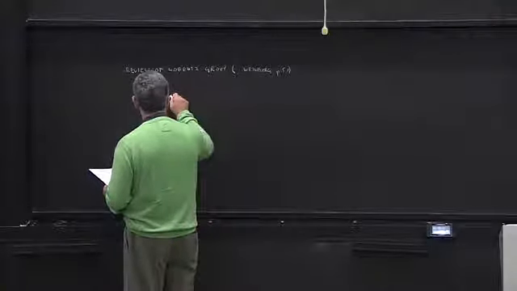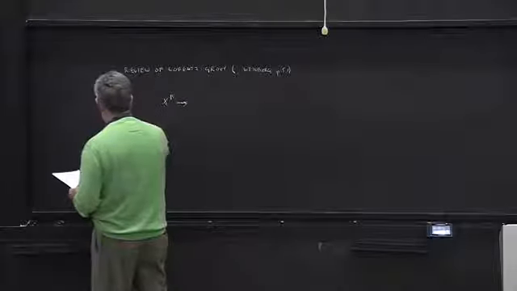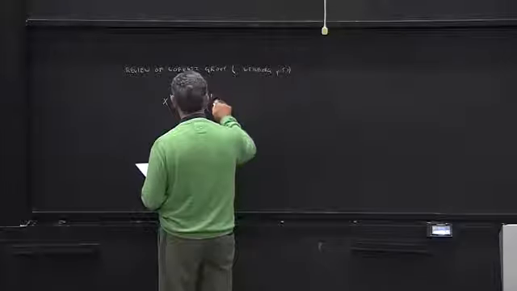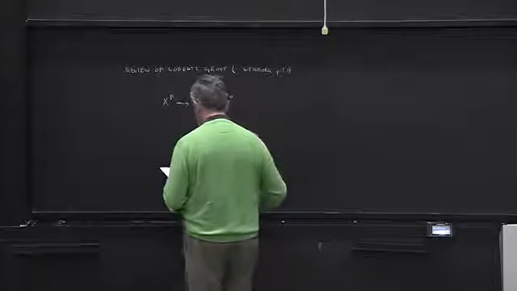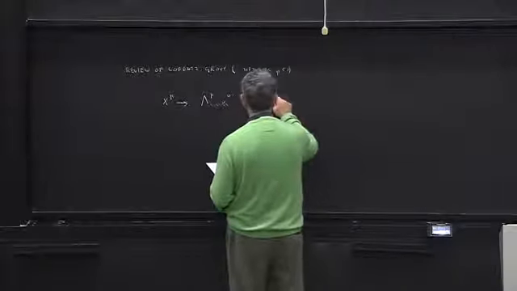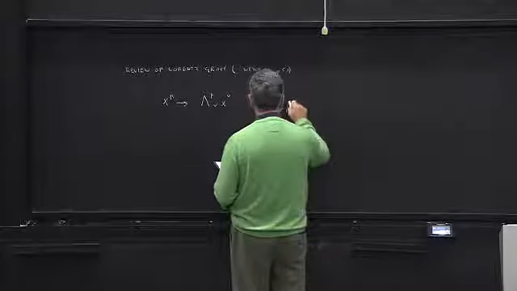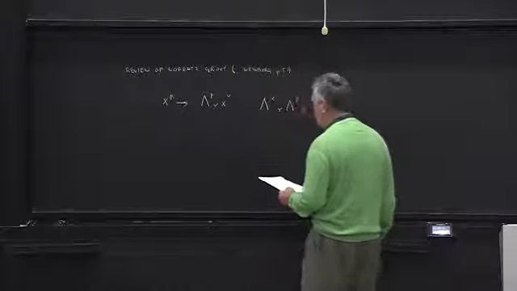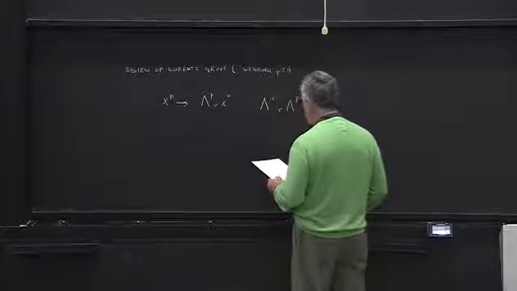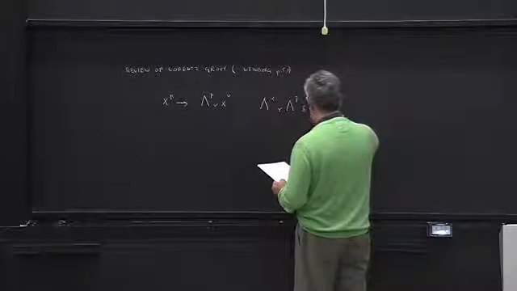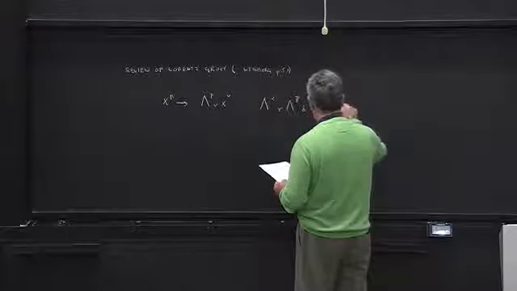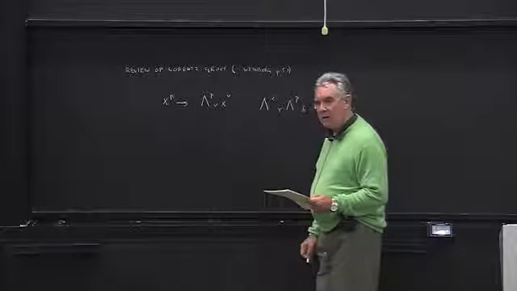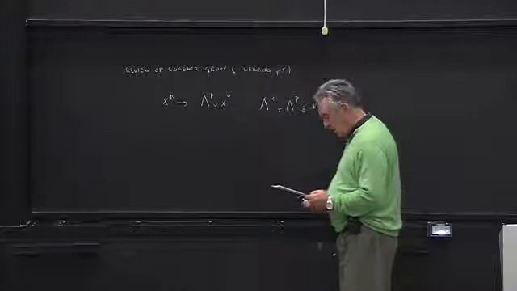Now, you remember, so let's just remind ourselves about flat space to begin with. A Lorentz transformation is one for which x^μ goes to Λ^μ_ν x^ν, and Λ was any matrix that satisfied this equation. It leaves invariant the Minkowski metric.